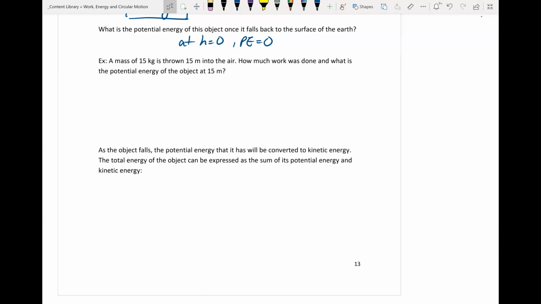Let's do an example of this. A mass of 15 kilograms is thrown 15 meters into the air. How much work was done, and what is the potential energy of the object at 15 meters? So we want to find the potential energy, which is calculated as mg multiplied by the distance h. Our mass is 15 kilograms. Gravity is 9.81 meters per second squared. And then your height is 15 meters in the air. So the work being done is 2,200 joules.